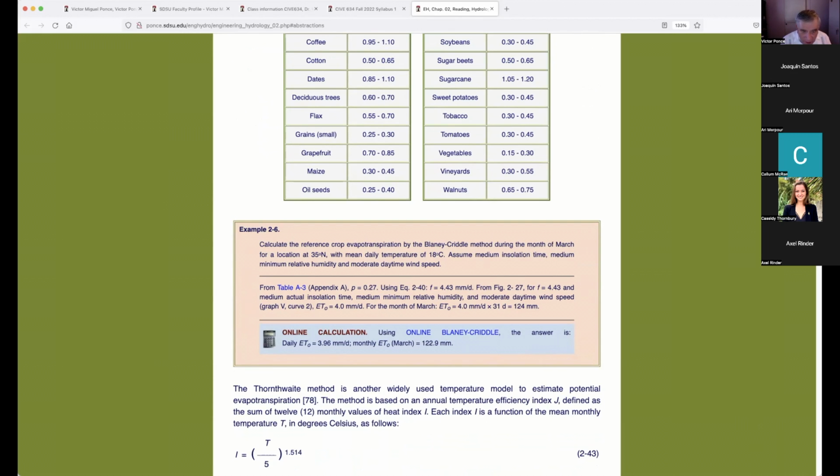So let me remember here what I'm going to do. I'm going to run these calculators so that you can see how easy this thing gets, okay? And you already seen it before, but let me just reiterate on this. So it's the month of March, location 35 north, 18 degrees Celsius.